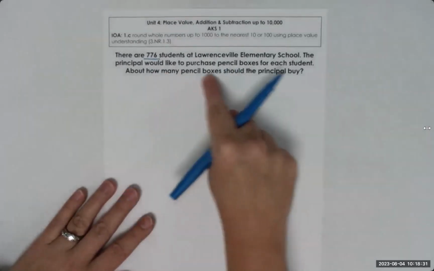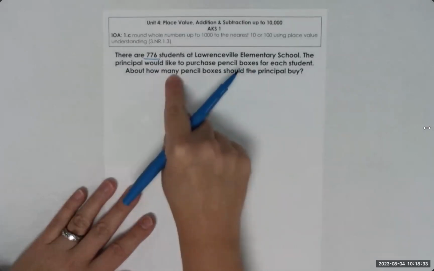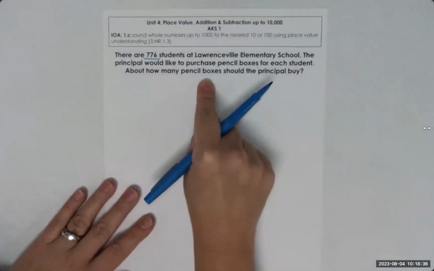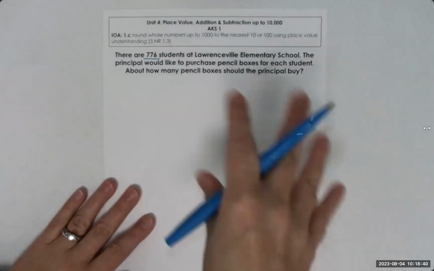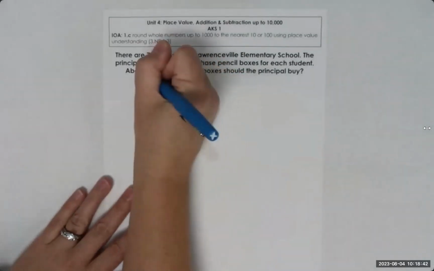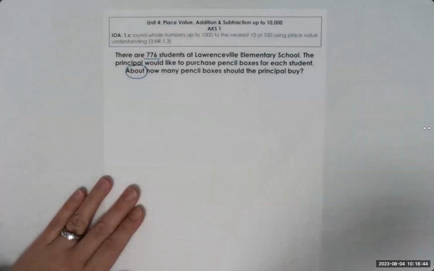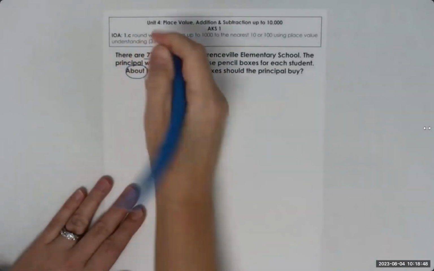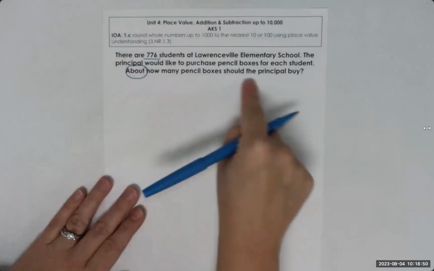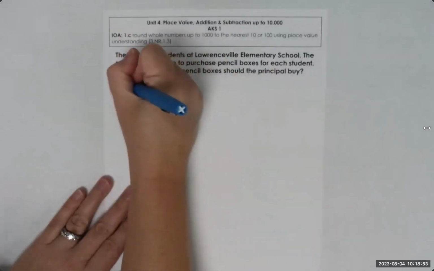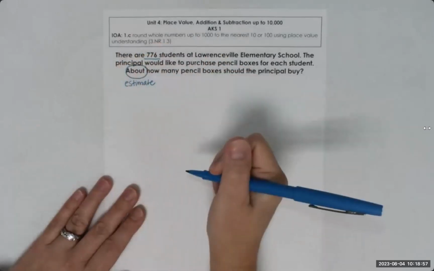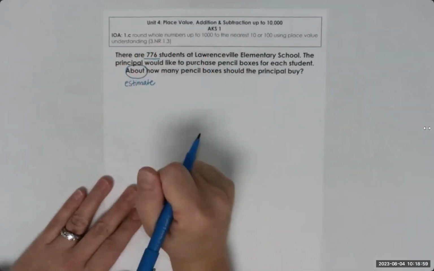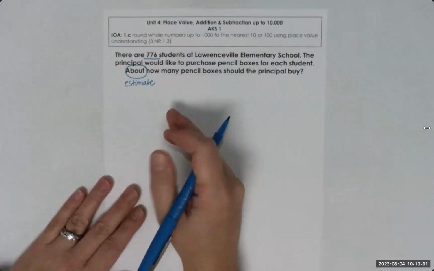So when I take a look at the question, it says about how many pencil boxes should the principal buy? I'm not necessarily adding anything here, not necessarily subtracting. I just need to know about how many should the principal buy, okay? So when we see this word about how many pencil boxes, that should tell me, hey, I need an estimate. This tells me the principal doesn't want to know exactly how many to buy. He needs an estimate, okay?